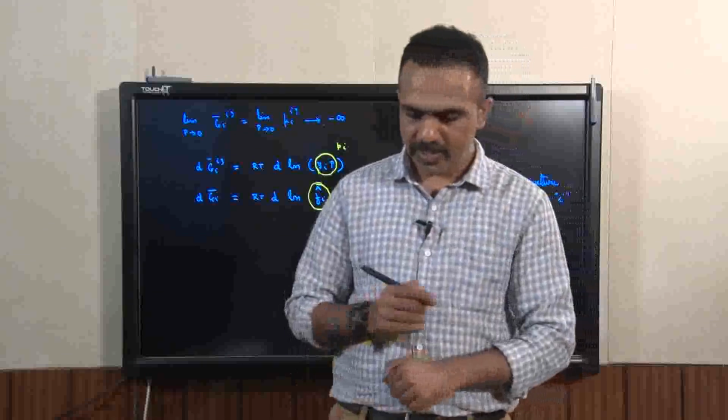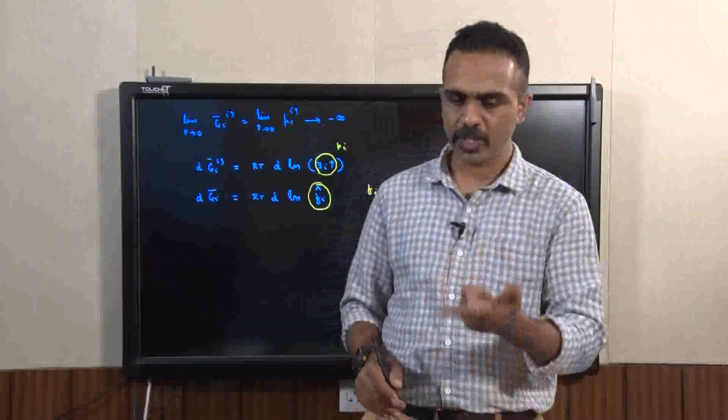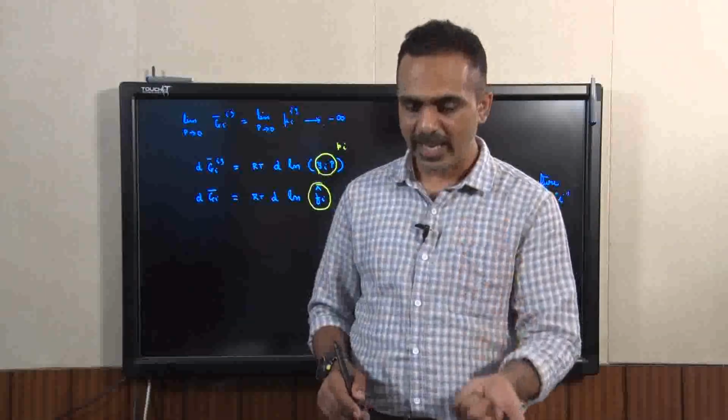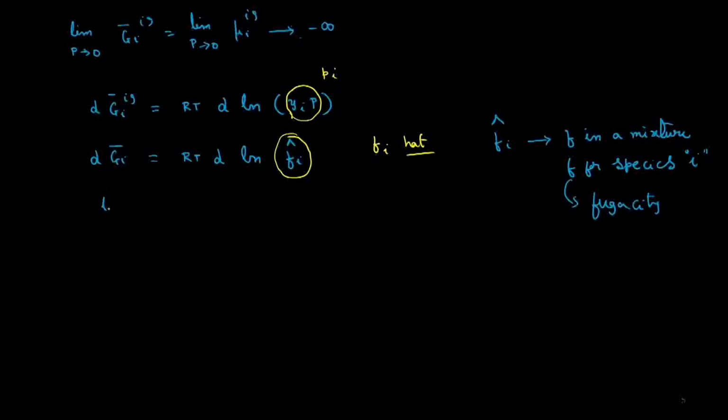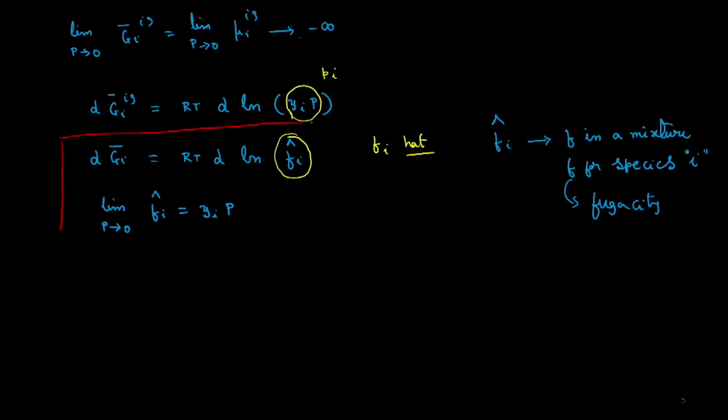So this is the definition for fugacity of species i in the mixture, and to be able to complete the definition we need to define a limit, and that limit turns out to be the limit at zero pressure. We say that in the limit as P goes to 0, fi hat will be yi times P. It will approach the ideal gas limit. That is how we complete the definition for fugacity of species i. So these two equations put together define the fugacity of species i in the mixture, which we are calling fi hat.